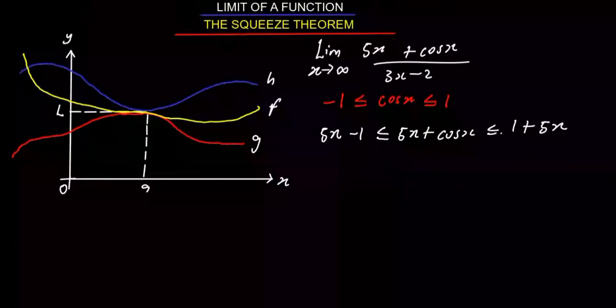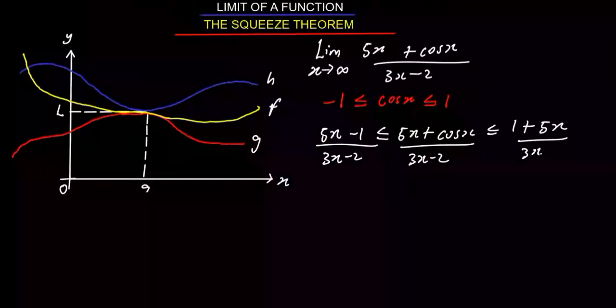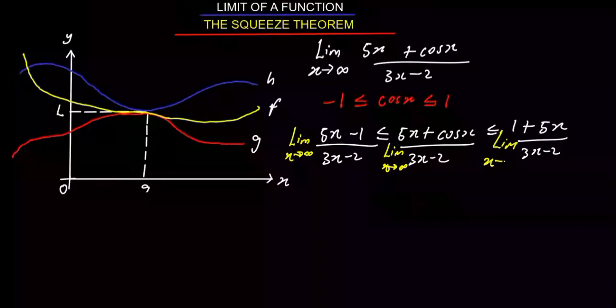I'm almost there. The last thing for me is to divide through by 3x minus 2. So divide through by 3x minus 2. What do we do from here? After that, apply the limit. So I have the limit as x tends to infinity, I have the limit as x tends to infinity, and I have the limit as x tends to what? Infinity.